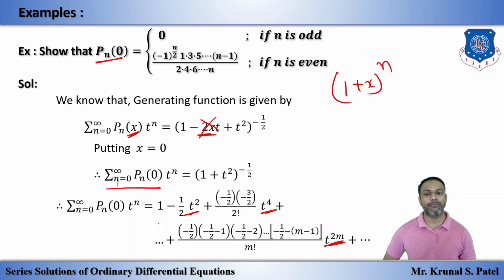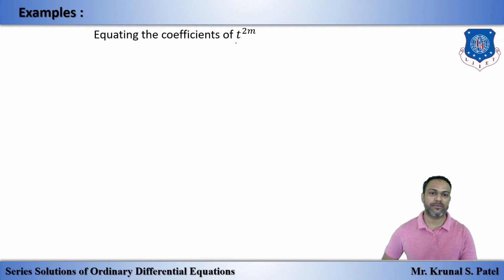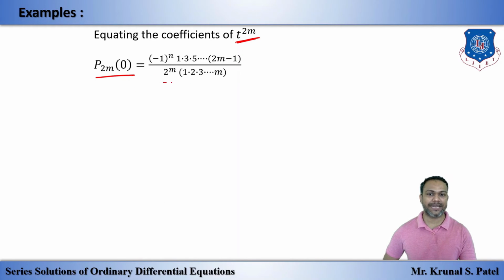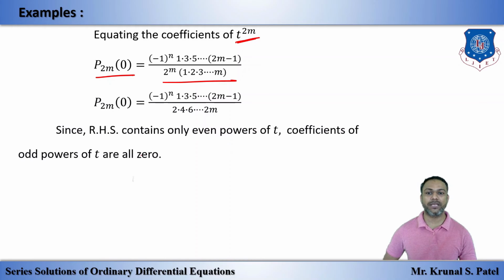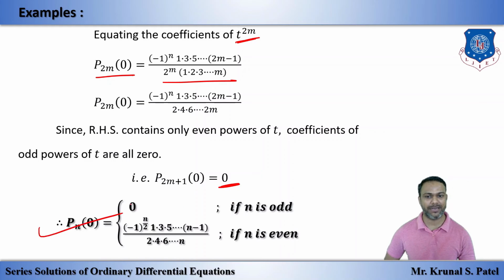So by comparing the coefficient of t raised to 2m on both sides, we have this on the right-hand side. By equating the coefficient of t raised to 2m, the left-hand side is this and the right-hand side becomes this. And by simplifying this, we know that the term containing odd power of t is absent. So P of 2m plus 1 of 0 is always 0. That's why we have the final answer.